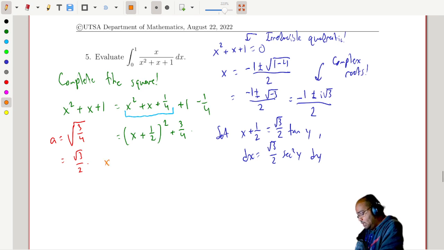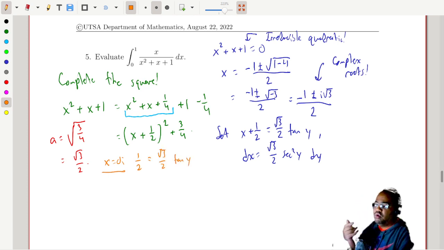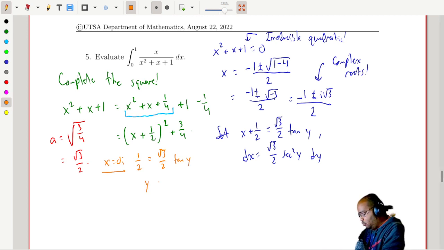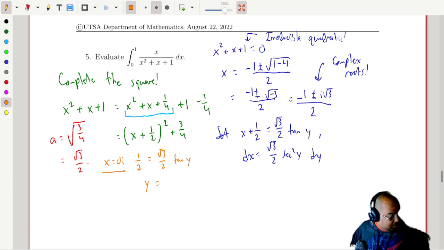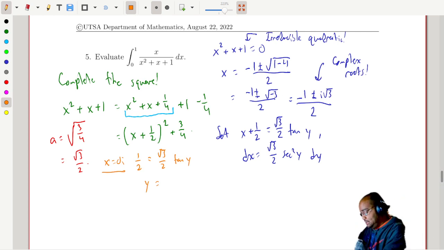So when x is equal to 0, I have 1/2 equals square root 3 over 2 tangent y. I need to solve for y. Which angle satisfies this equation? I'll spare the details, but when you do that, we get that here y is equal to, I wrote it down here, pi over 6.